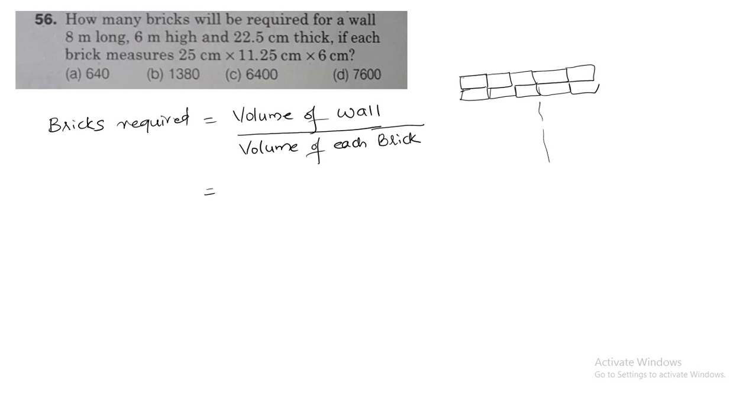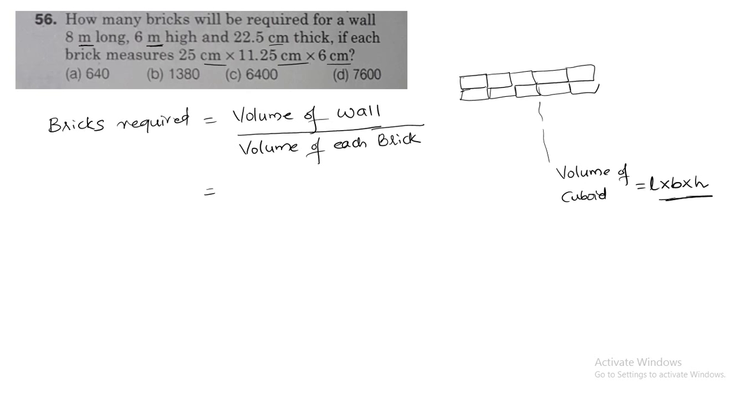Now since the wall is in the shape of a cuboid and the brick is also in the shape of a cuboid, we need to learn the volume of a cuboid first. The volume of a cuboid is equal to length into breadth into height. So we need to make use of this formula. First of all, we go with the volume of the wall. The brick has units in centimeters, so we need to change these meters into centimeters.